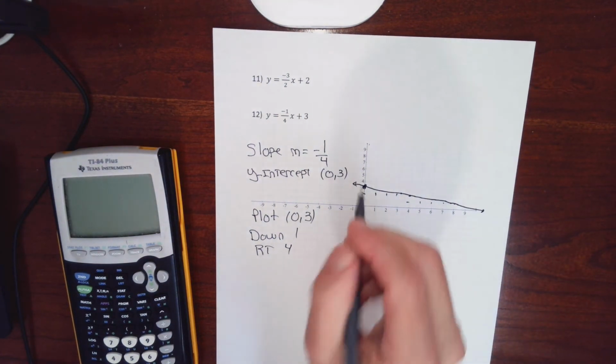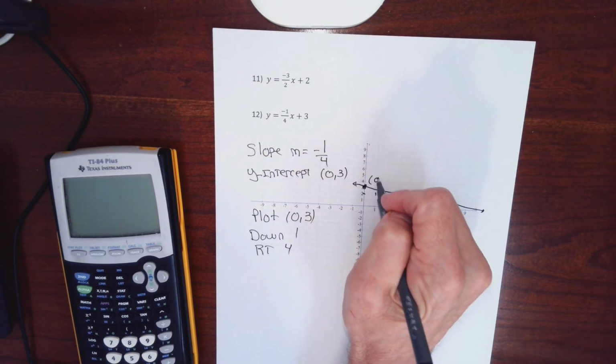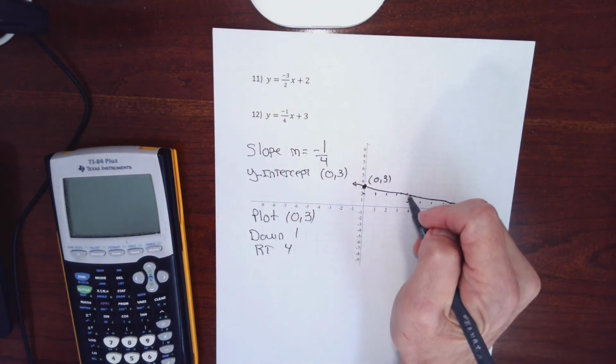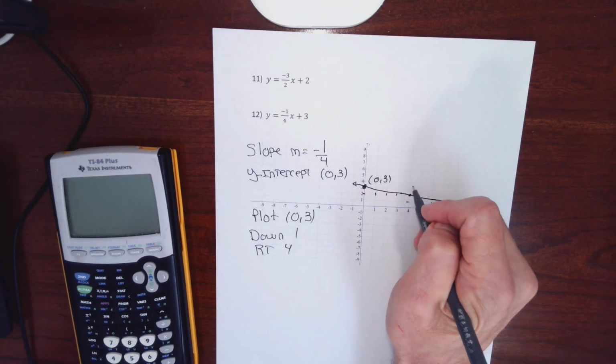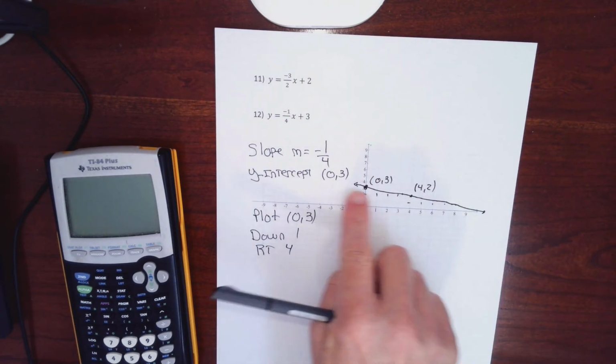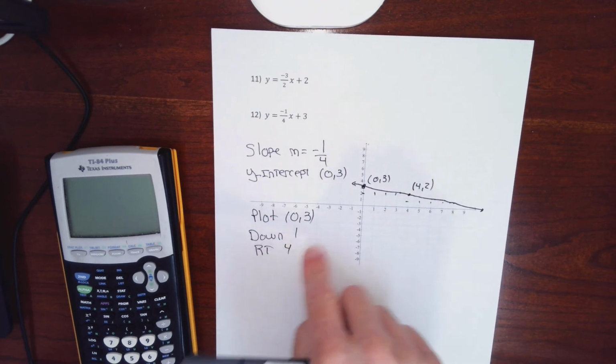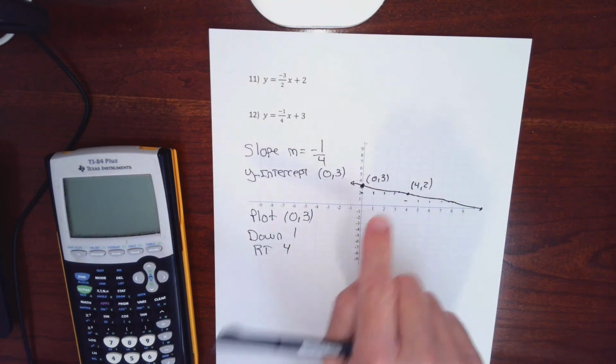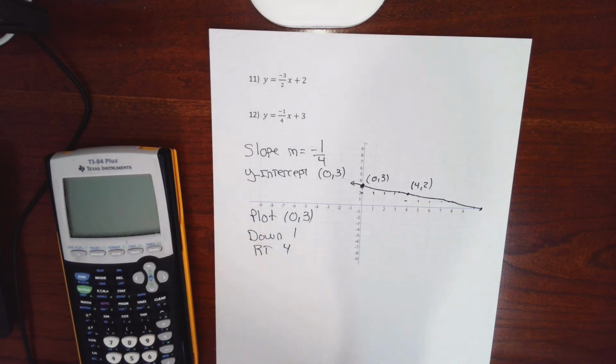I probably should have written the point (0, 3) here. It would have been nice if I wrote what this point is, which apparently is the point (4, 2), but not necessary. As long as you do the right movements, I'll be able to tell whether you're right or wrong.